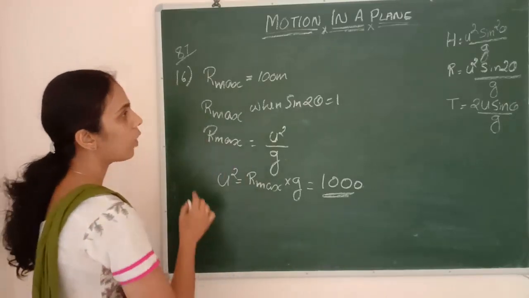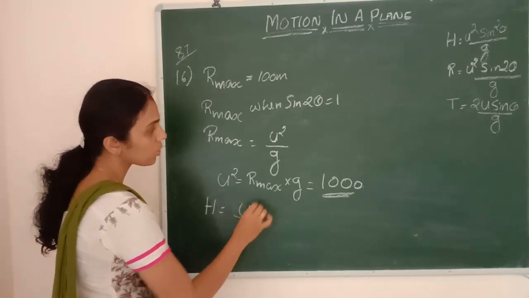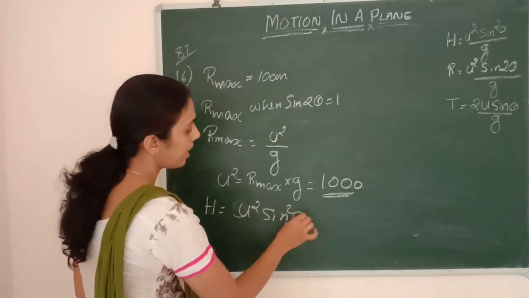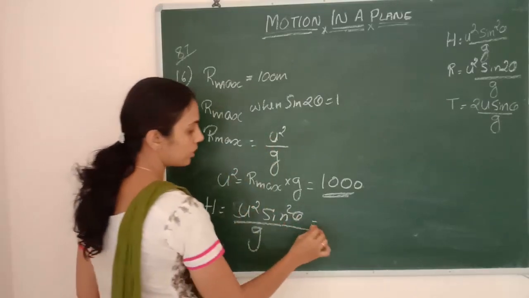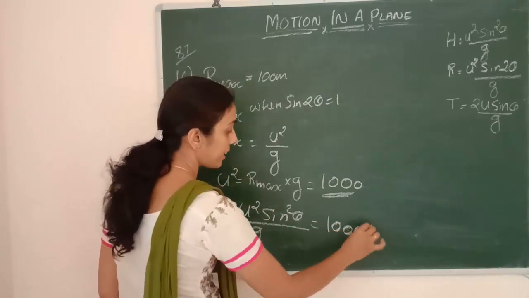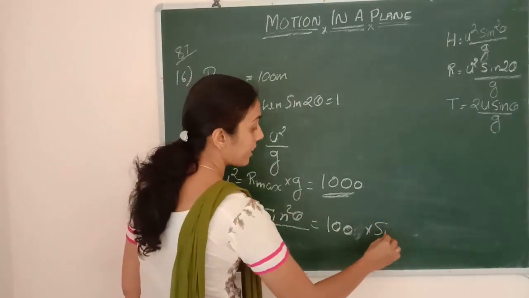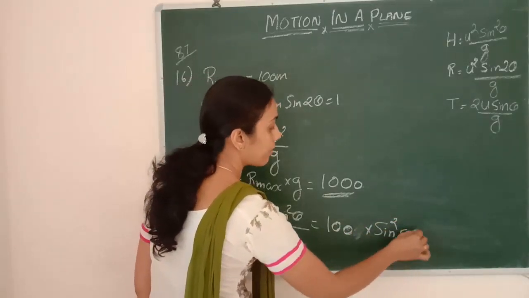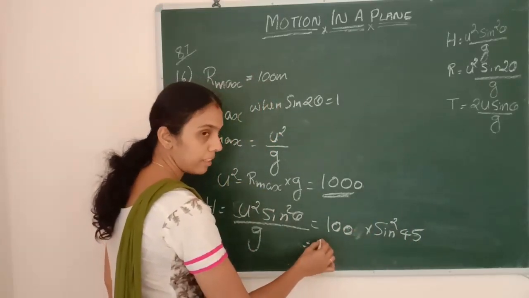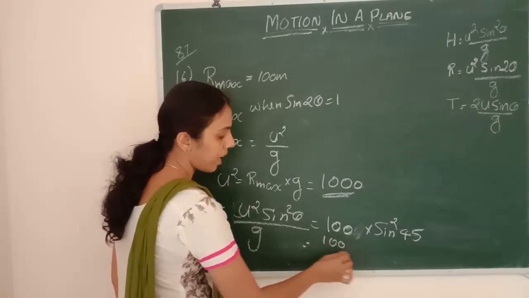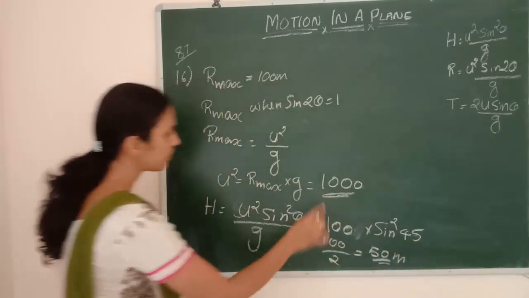Then what should we find out? The maximum height. How can we find the height? Height equals U square sine square theta divided by G. See, U square by G is equal to R max, so instead of U square by G, I can write 100. So sine square 45. What is sine 45? 1 by root 2. Sine square 45 is 1 by root 2 the whole square. So it will be 100 divided by 2, it is 50 meters. You got it?